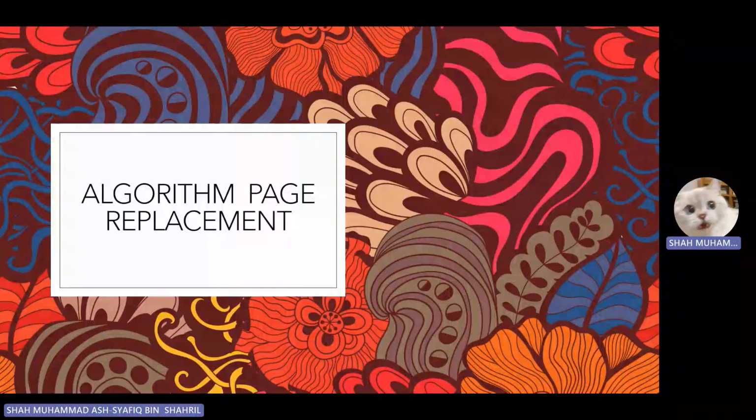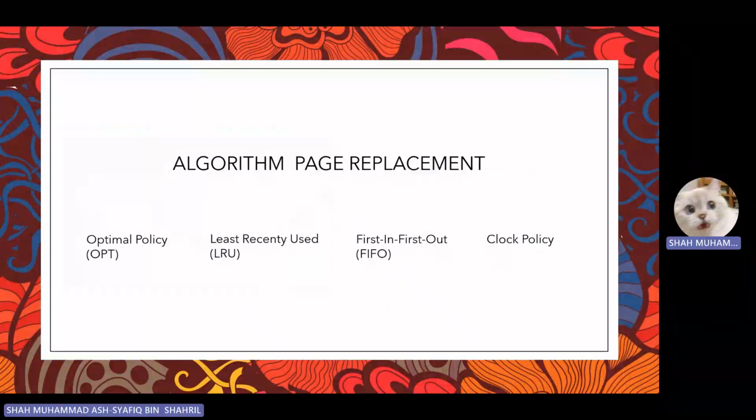Today, my team is going to share about page replacement algorithms. Page replacement algorithms consist of 4 things. First, optimal policy (OPT). Second, least recently used (LRU). Third, first in first out (FIFO). And the last one is clock policy.